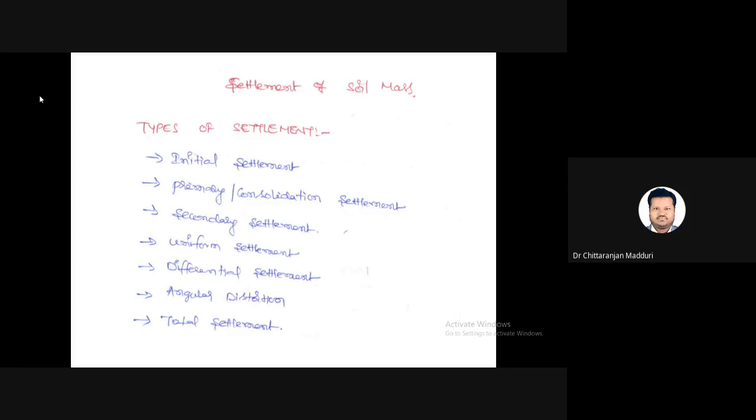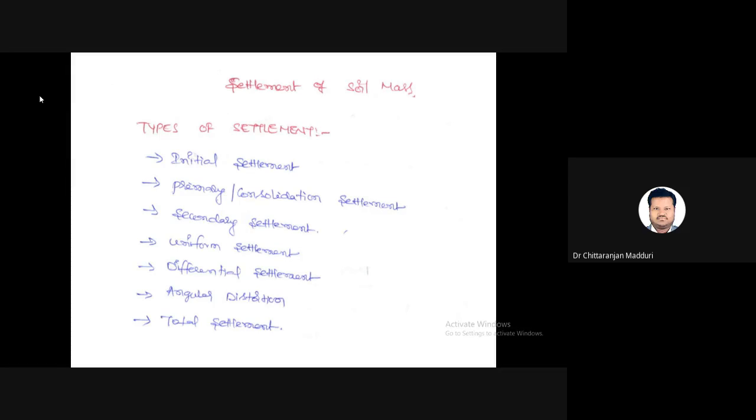This settlement is due to expulsion of air from the void spaces. It does not take any time. It happens immediately after the application of the load, which is known as initial settlement. This initial settlement is maximum in the case of cohesionless soils, that is granular soils.